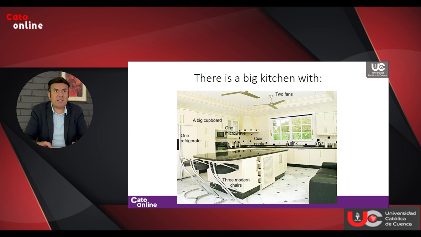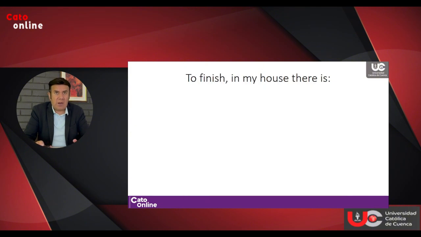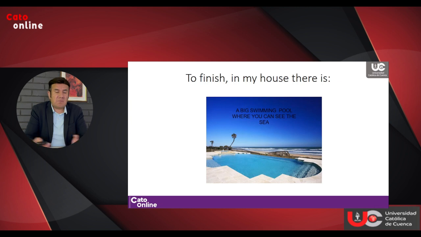And there you go, obviously more examples, more vocabulary about the things like we have in the kitchen. For example, we have 1 refrigerator. There is 1 refrigerator. There are 3 modern chairs, all right? There is 1 microwave, right? So you can start talking about there is, there are to describe your house, to describe a room, to describe this place, right? Okay, to finish, we say in my house there is. What do you have in your house? Let's suppose there is a swimming pool.